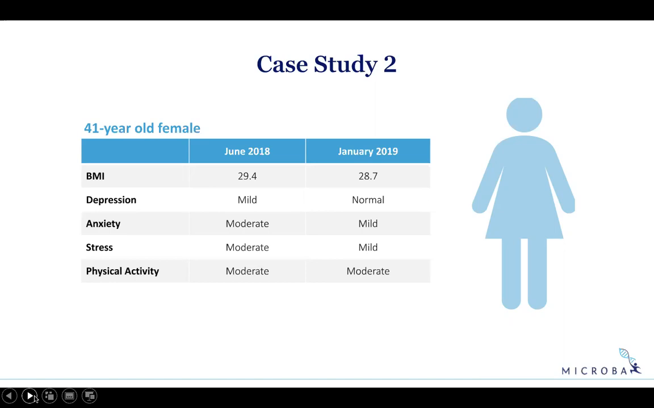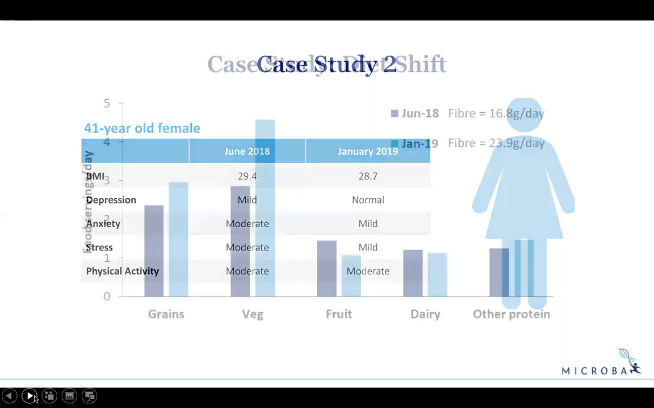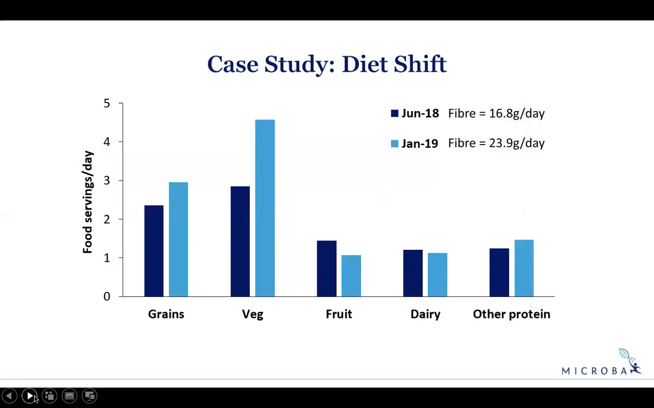And factors like physical activity remained consistent between the 2 tests. So why we're pointing this out is it's good to identify any potential confounders or covariates that might impact some of these results. So exercise remained consistent between these 2 tests. So let's have a look at the dietary shift.